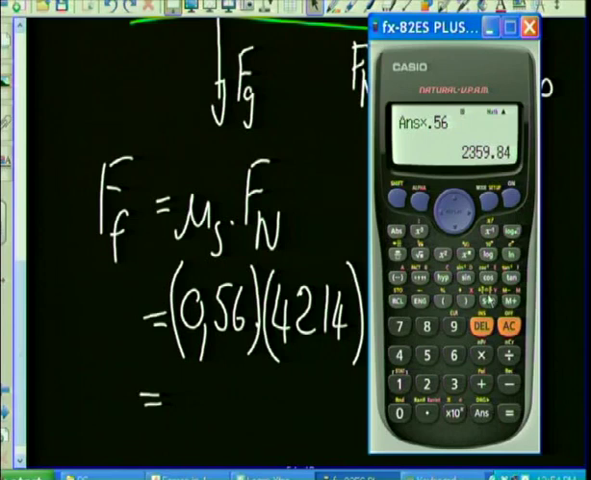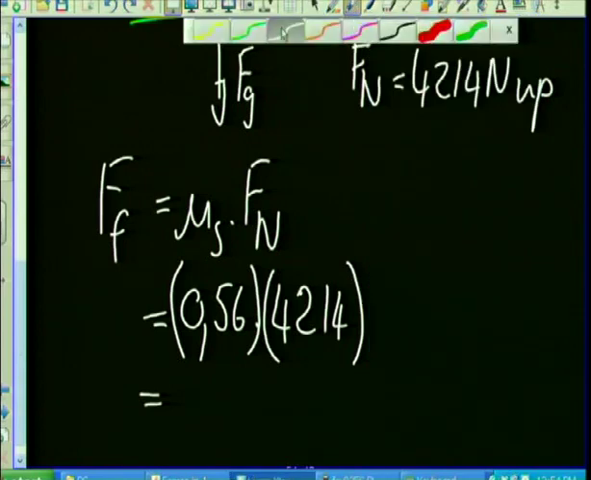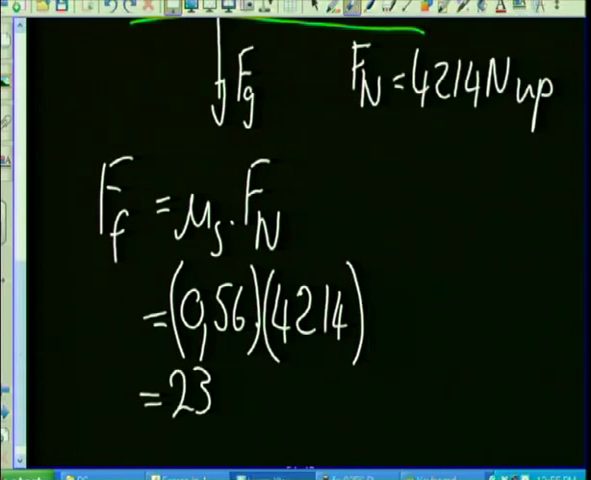The frictional force is 2,359.84 newtons.